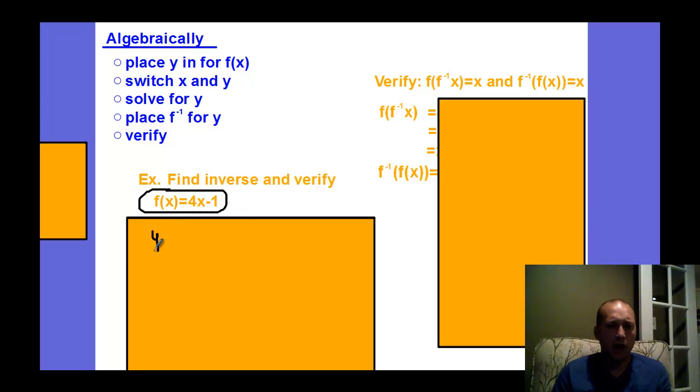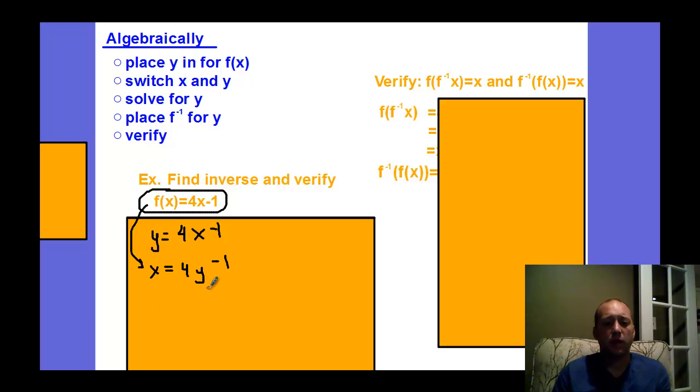Let's first rewrite it with y, just so we have less notation to write. Then we're going to switch the x and y. So when I rewrite it again, I'll place the x and y's and flip them. Usually I'll skip that first step and go right from here to here, just replacing that f of x with y. Now I have to solve for y.